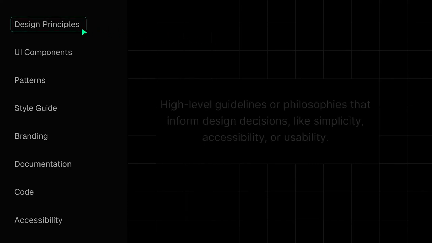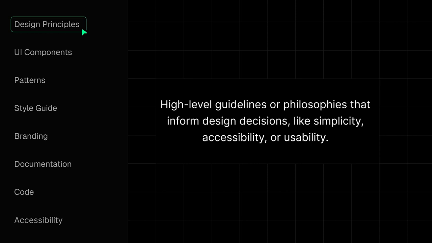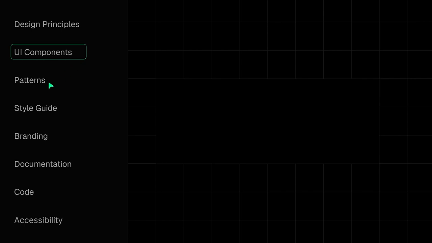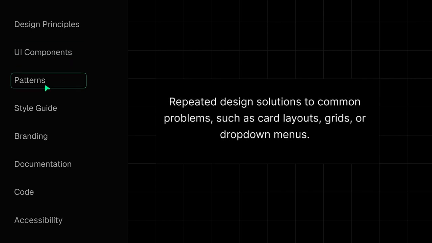The first one we have is design principles, which are high-level guidelines or philosophies that inform design decisions, like simplicity, accessibility, or usability. The second one is UI components, which are reusable elements such as buttons, forms, modals, navigation bars, and other common interface elements, often designed with responsiveness and accessibility in mind. Third, we have patterns, which are repeated design solutions to common problems such as cards, layouts, grids, or drop-down menus, and so on.